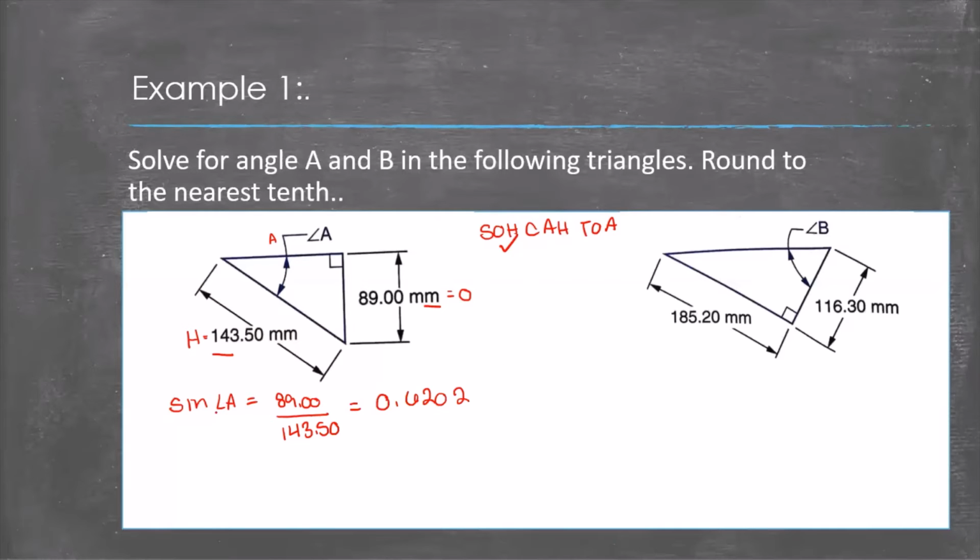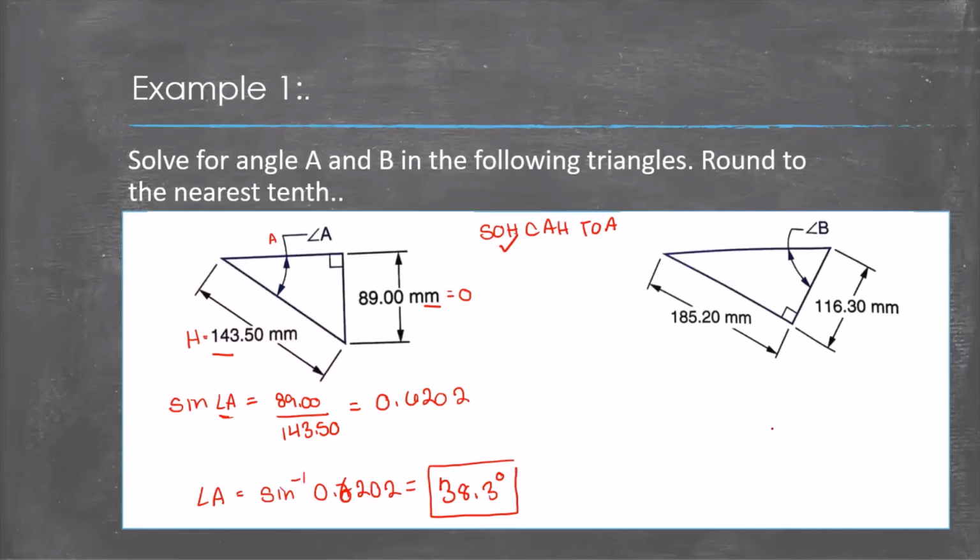I want you to find out what angle A is. So to write it out, we'll say angle A is equal to the inverse sine. You already have this in your calculator, so all we have to do is that inverse sine. You're going to do shift sine equals 0.6202. And you should have got on your calculator, I assume you have the answer by now, 38.3 degrees. All right, so that's not too bad.